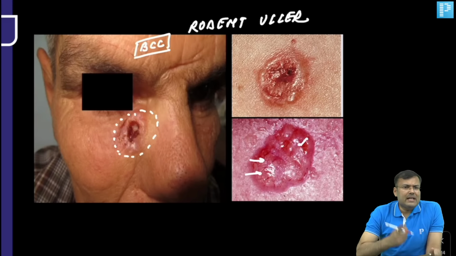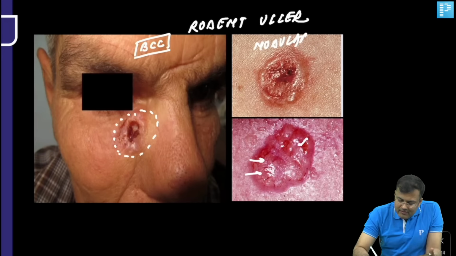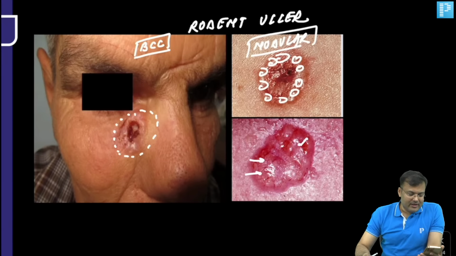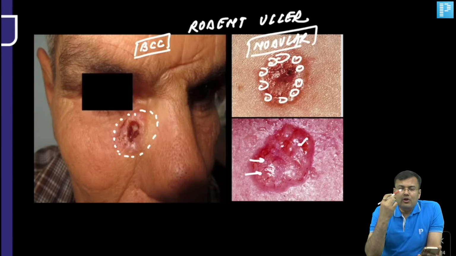What is the most common type of basal cell carcinoma, guys? Nodular variety. And in nodular variety, all of you know, there are pearly white nodules in the periphery with central umbilication or central depression. Clear? Most common site, nose followed by inner canthus.